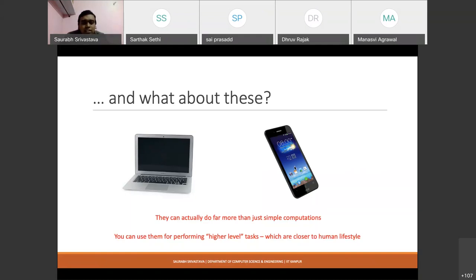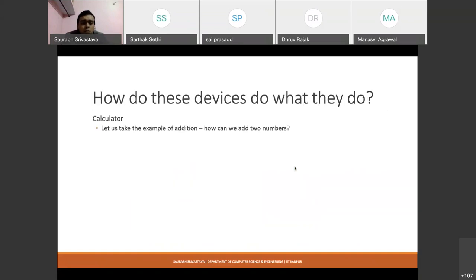So there are so many things that these devices can do altogether, right? So the question is, how do these devices do what they want to do? And let's just start with the calculator, for example. If you want to build a calculator, how would you build it? Let's take the example of just addition.